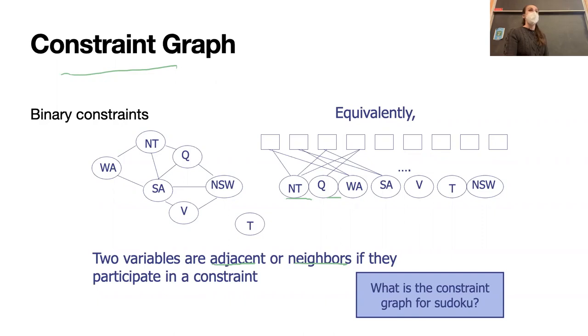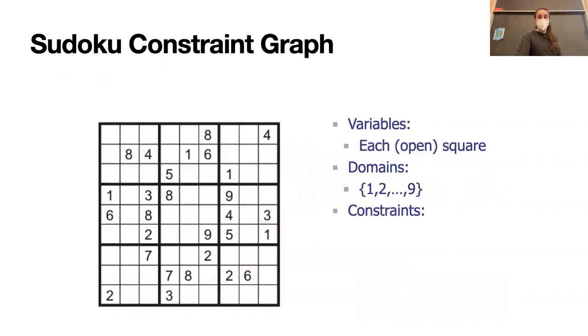Anyone have ideas? Might look a little bit complicated, right? So let's think about what the constraint graph would look like for Sudoku.